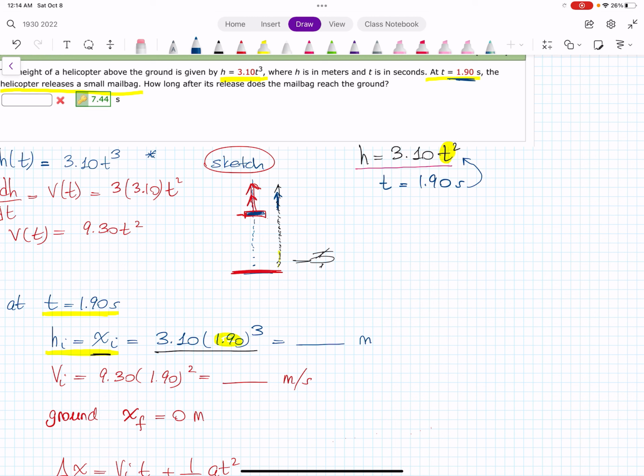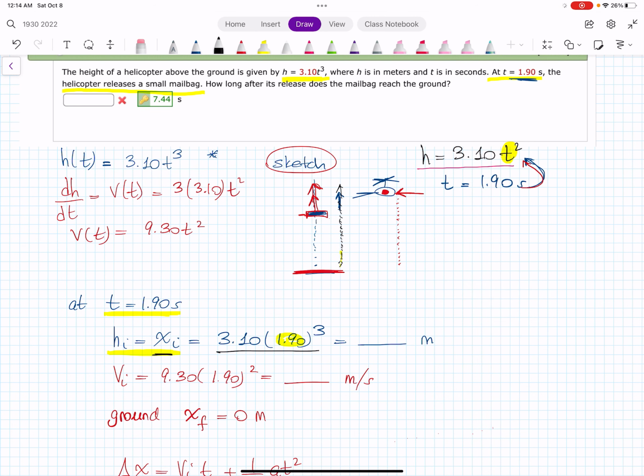At t equal to 1.9 seconds, you are releasing the object, right? By plugging in the time, you can determine the height of the helicopter at that time. When I say the height of the helicopter, that's also the initial position of the package. The mailbag is inside the helicopter. So the moment you plug in your time, you will determine the height at which the mailbag is released.